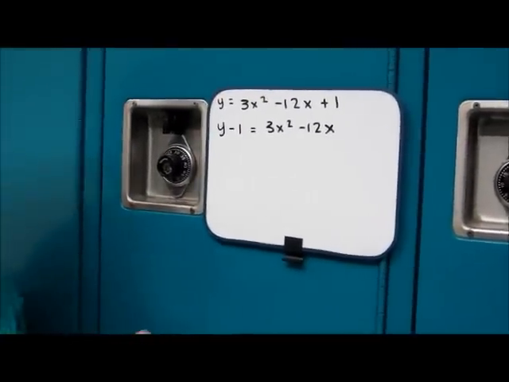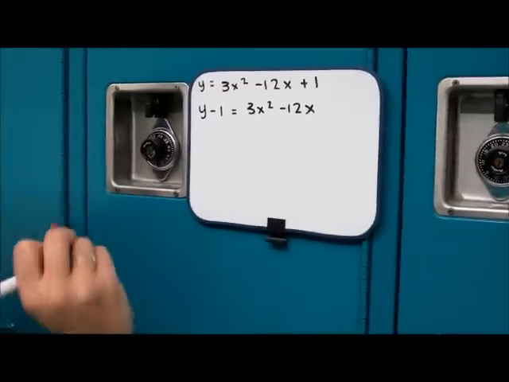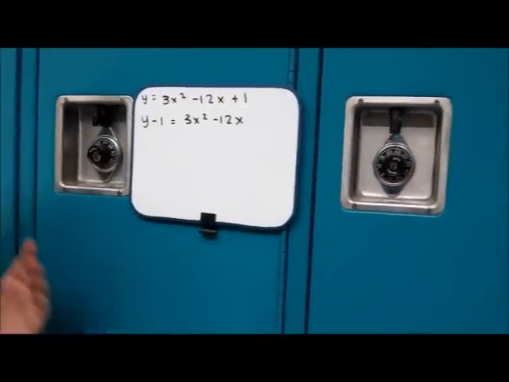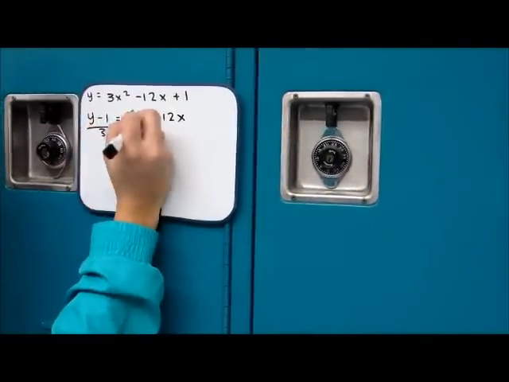Now the next step is to do what to a? Make sure it's 1. So we have to divide by 3 on both sides. So that'll give you, what will that give you?